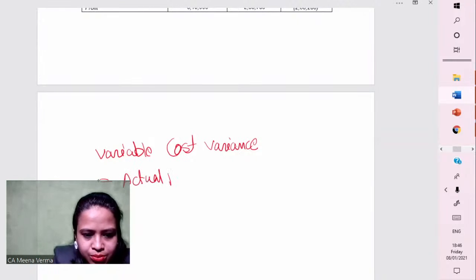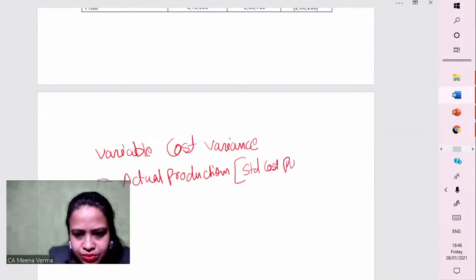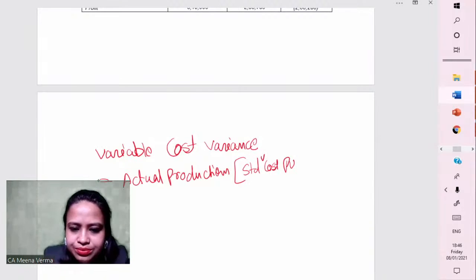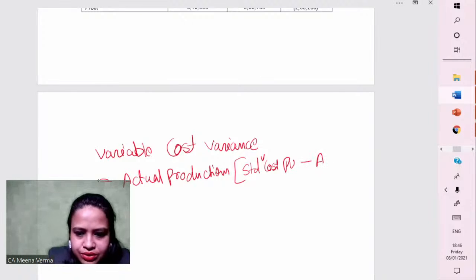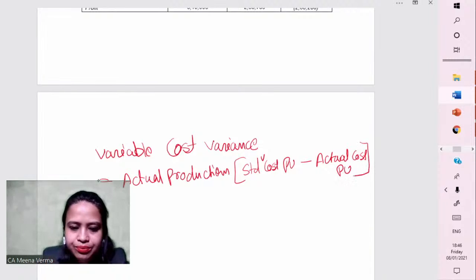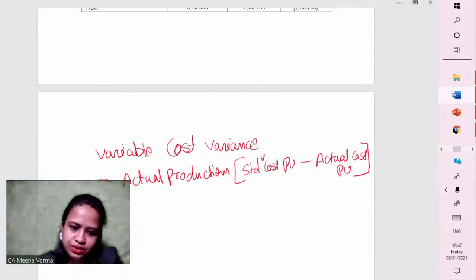Actual production, the standard variable cost per unit, ठीक है? Minus actual cost per unit. Okay. So this way you can get this variable cost variance.